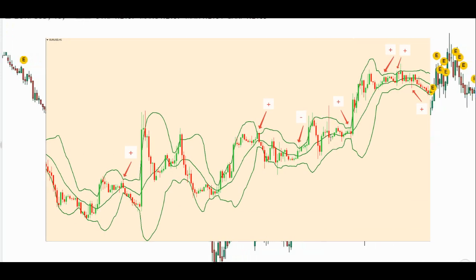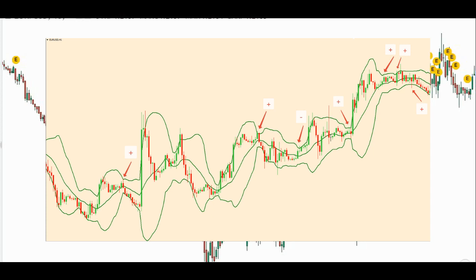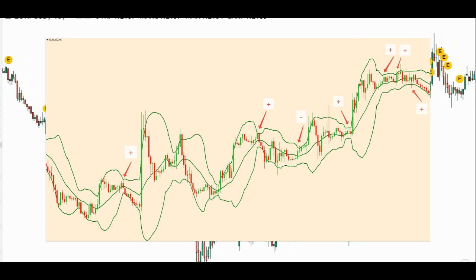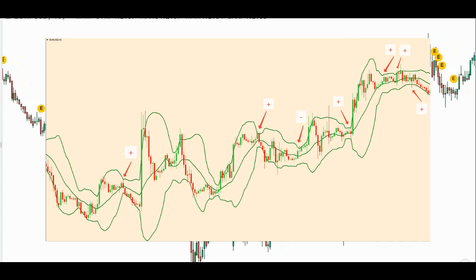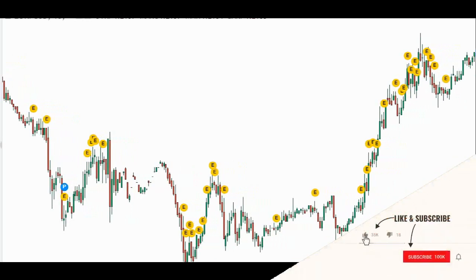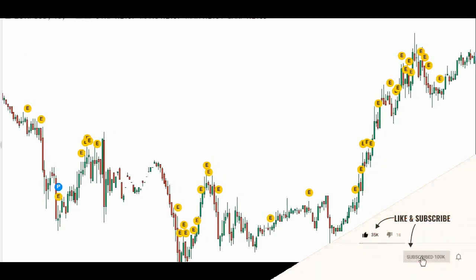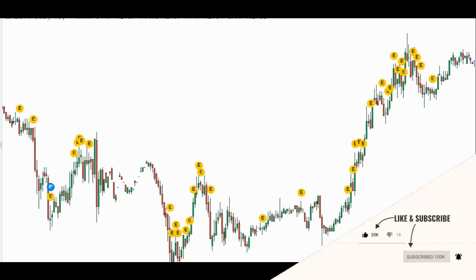Today we will discuss one of the most reliable trading indicators that has stood the test of time. This is the Bollinger Band indicator. We will discuss the main components of this indicator, and I will introduce you to several profitable trading strategies.